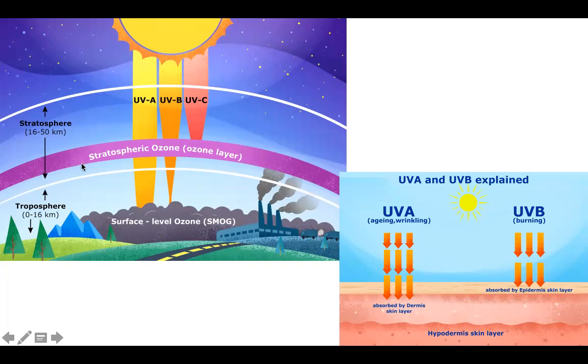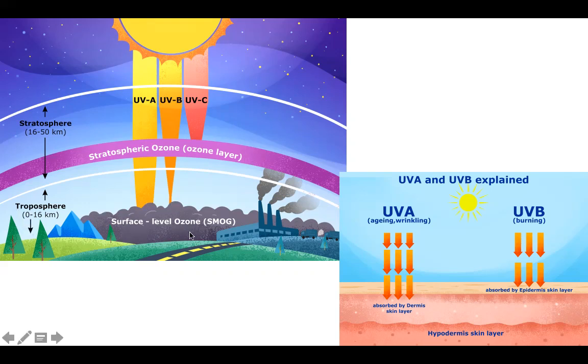Around about 30 kilometers, we have our ozone layer, which is made up of stratospheric ozone. And this ozone layer around 30 kilometers protects us from the UVC radiation from the sun. Then we have our troposphere.